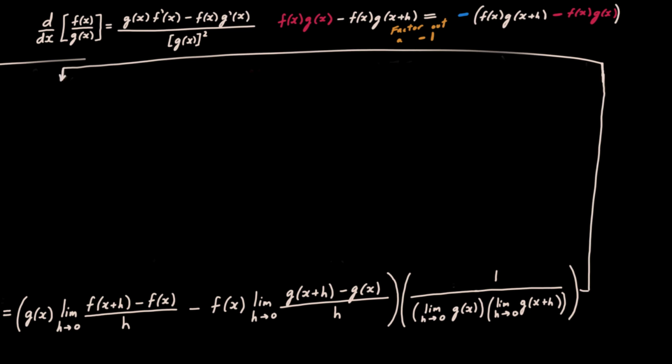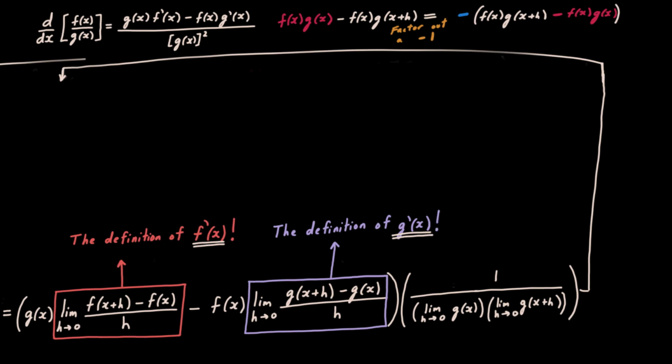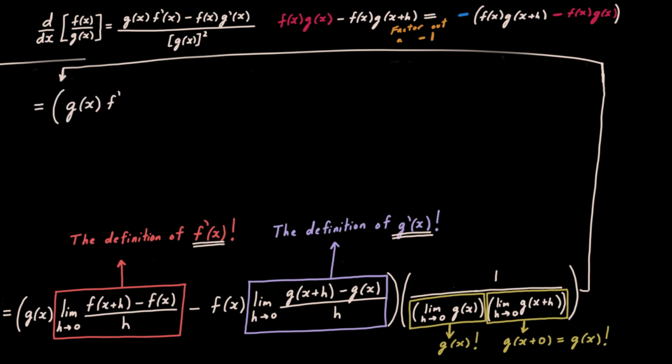Let's start with the first one. This, again, is the very definition of f prime, and that second one in violet, light violet, is the definition of g prime, just the limit definition of the derivative for both of those. There we have it. And now, these last two: as h approaches 0, g of x is just g of x. There's no h in g of x. There's an h in here, but as h goes to 0, g of x plus h becomes g of x plus 0, and x plus 0 is, of course, just x.